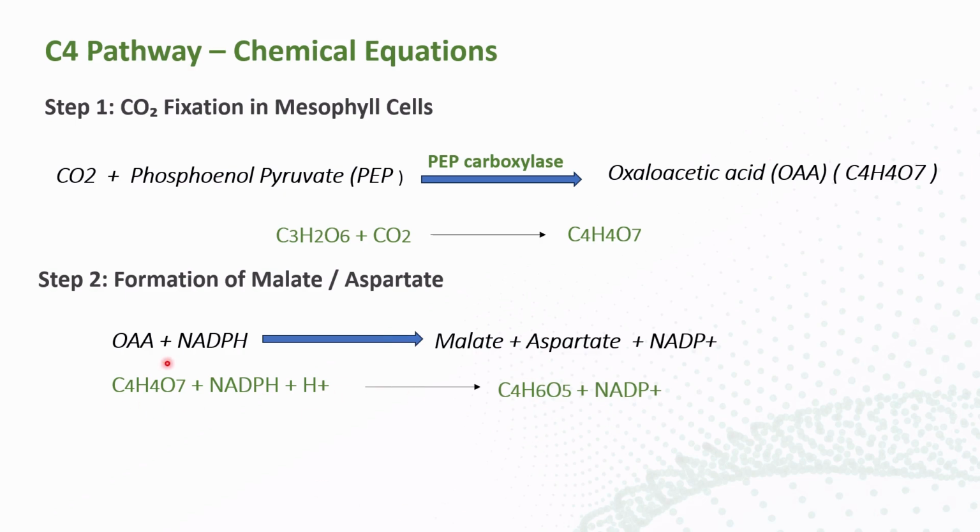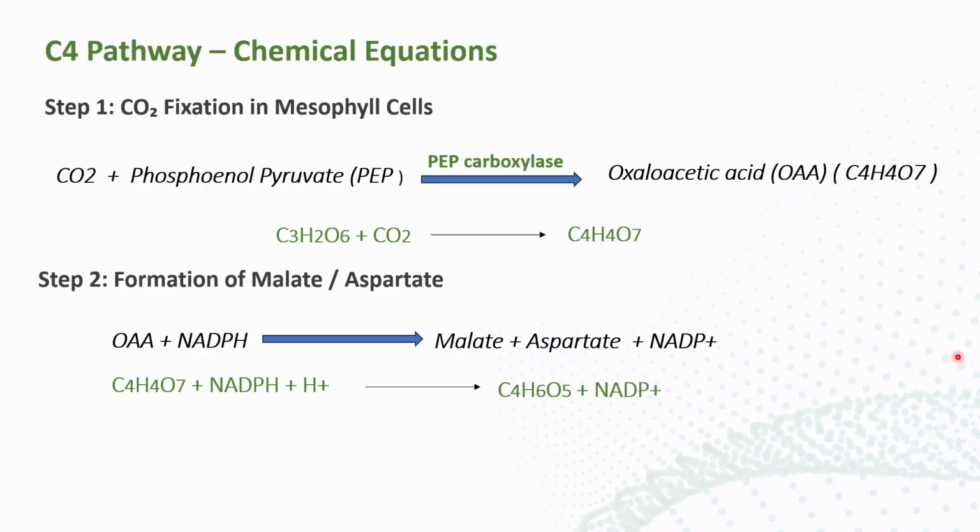Okay, if you see it in equation form, this is the reaction. Oxaloacetic acid, C4H4O5, combines with NADPH to form C4H6O5. Here you can see the removal of oxygen atoms. So that oxygen is also evolved here in this C4 pathway, not in the form of oxygen gas. Here the NADP plus, those hydrogen ions, combine with the free oxygen atoms to form water molecules, which are helpful for the plant to survive.